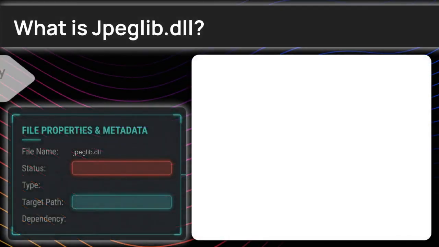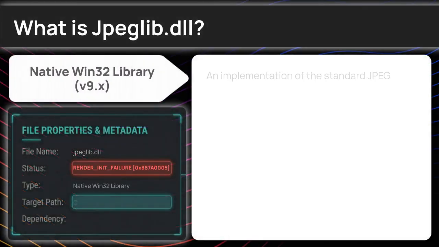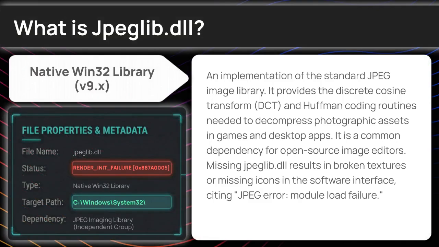This is the JPEG Library, an implementation of the standard JPEG Image Library. It provides the discrete cosine transform, DCT, and Huffman coding routines needed to decompress photographic assets in games and desktop apps. It is a common dependency for open-source image editors. Missing Jpeglib.dll results in broken textures or missing icons in the software interface, citing JPEG error, module load failure.